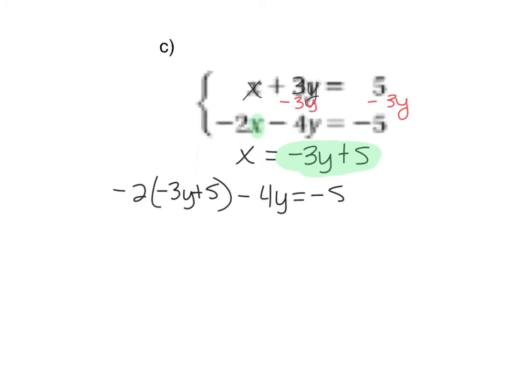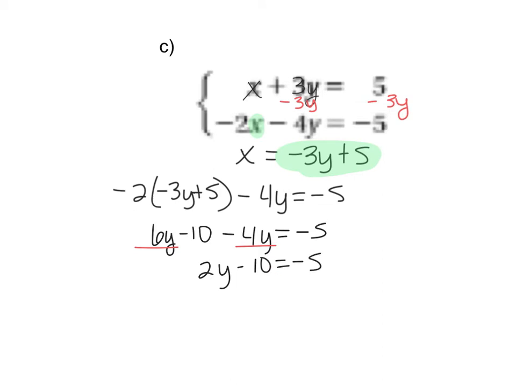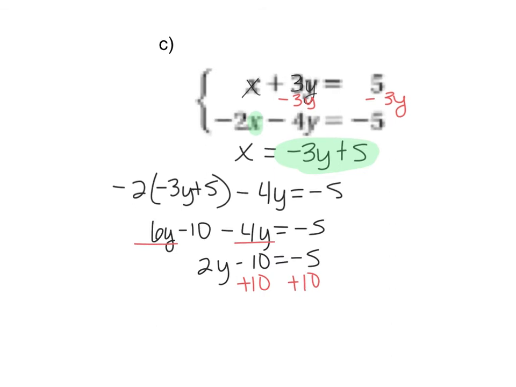Okay, let's go ahead and distribute. Negative 2 times negative 3y would be positive 6y. Negative 2 times 5 is negative 10. Then bring down all this other stuff. Combine your like terms. So that's positive 2y minus 10 equals negative 5. Add 10.